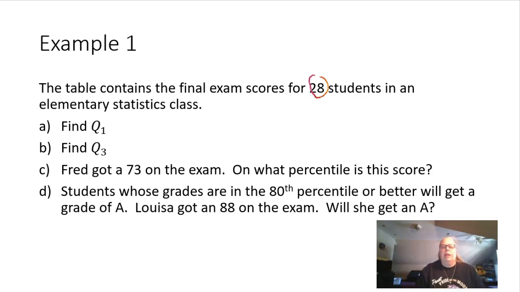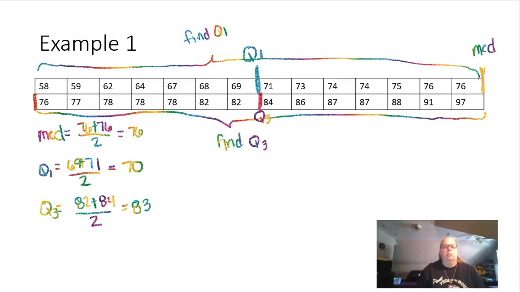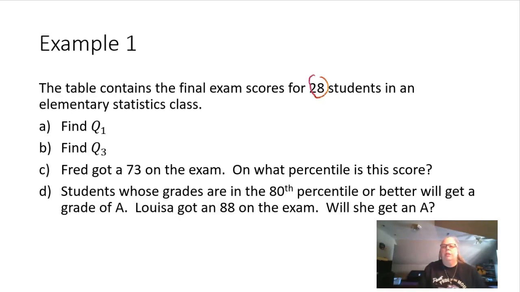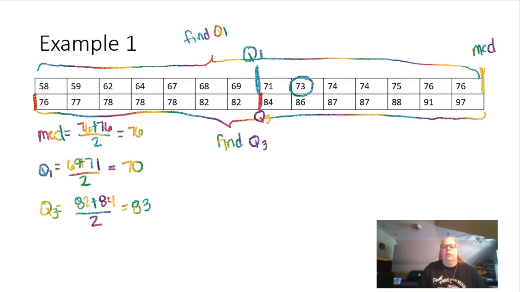Part C, Fred got a 73 on the exam. What percentile is this score? All right, so Fred got a 73. That's going to be this point right here. And to find the percentile, we are going to use the formula right here. We're going to multiply 100 times the number of values that are smaller than 73, and then add 0.5, and then divide that by the total number of values in our data set, which we already said was going to be 28.